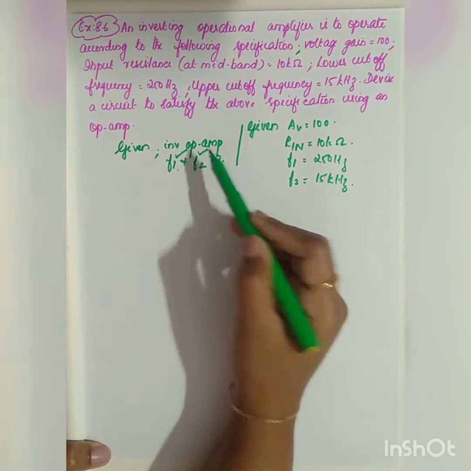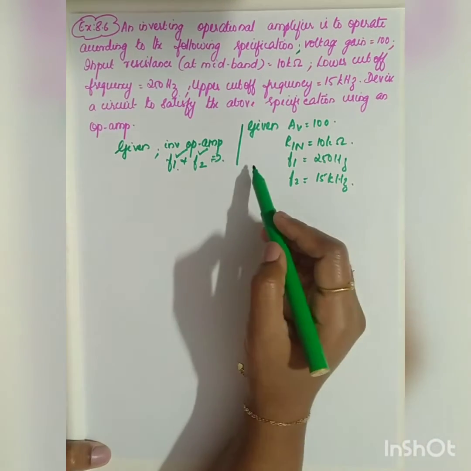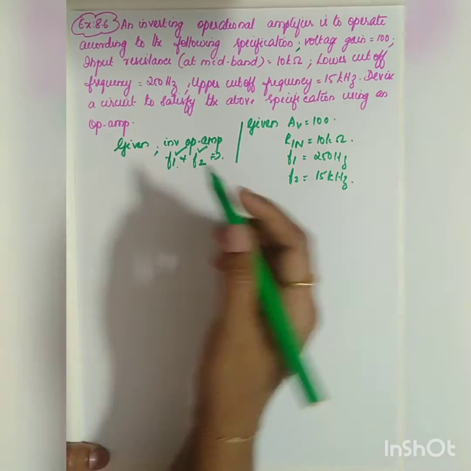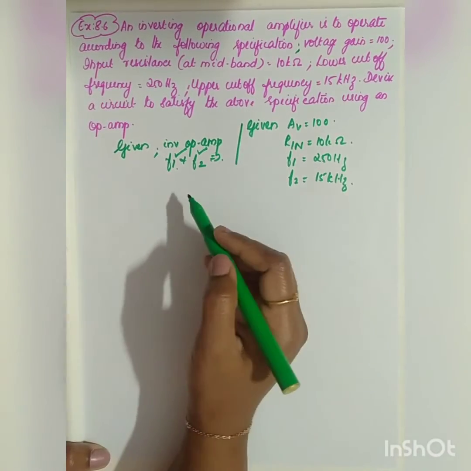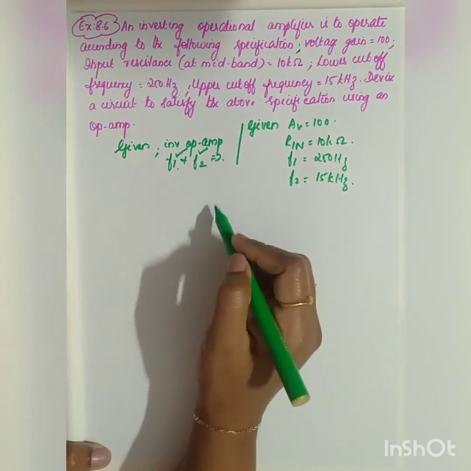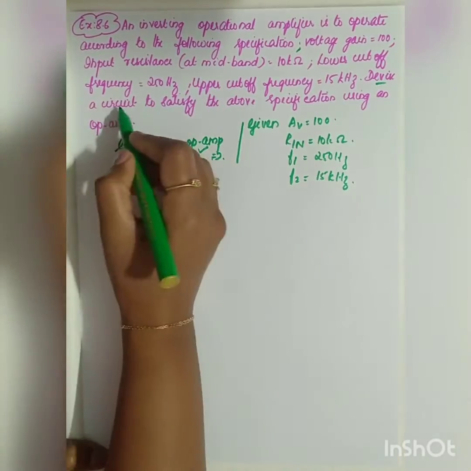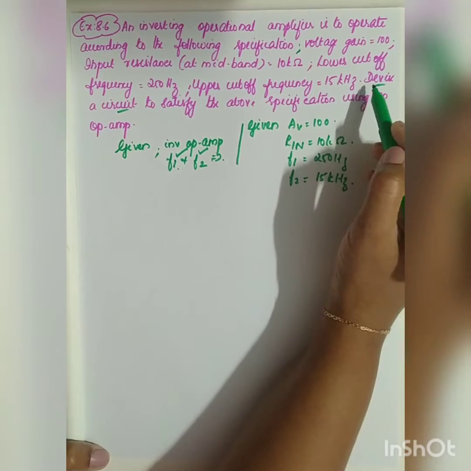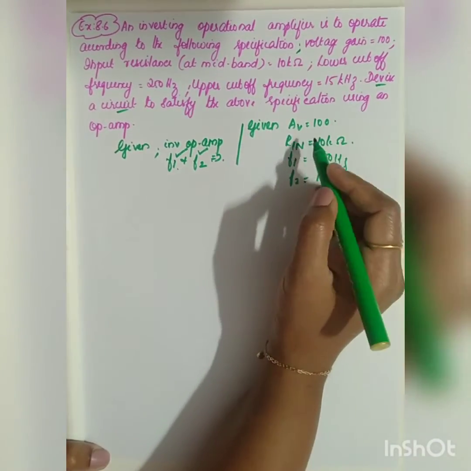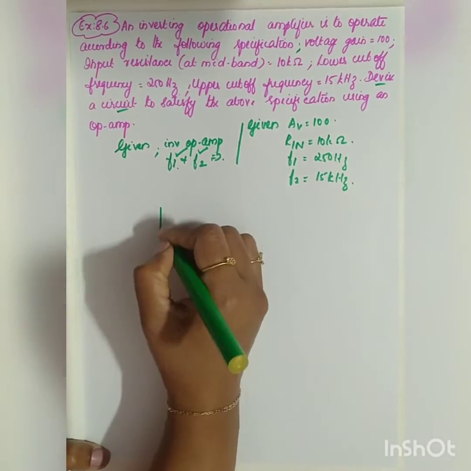Okay, so since the two cutoff frequencies are given, the circuit will include capacitors, right? Inclusion of the two capacitors, one across the input as well as one across the feedback. So first we have to draw the circuit, and then find out the values of the parameters in the circuit. So let us draw the circuit.